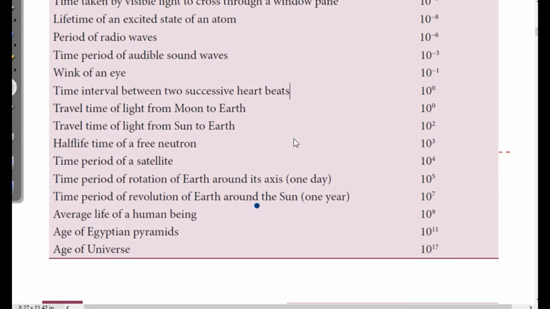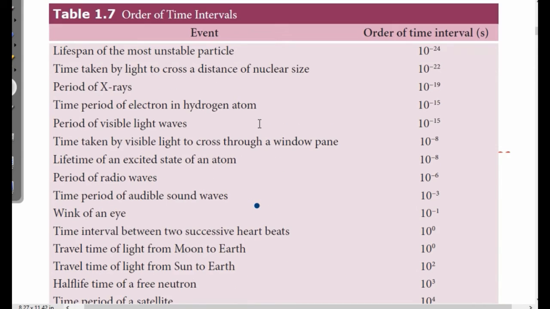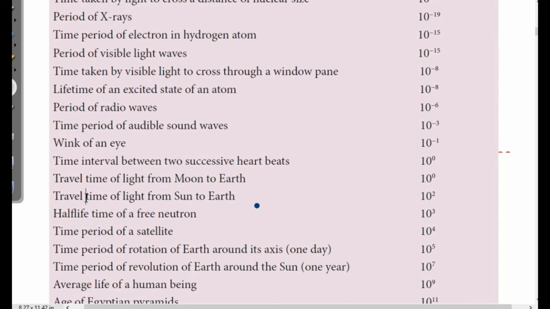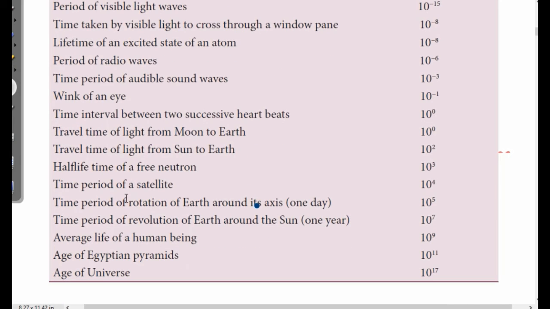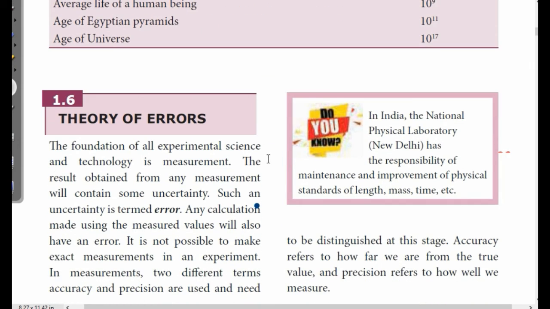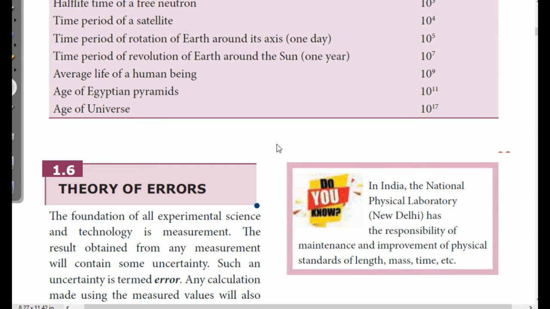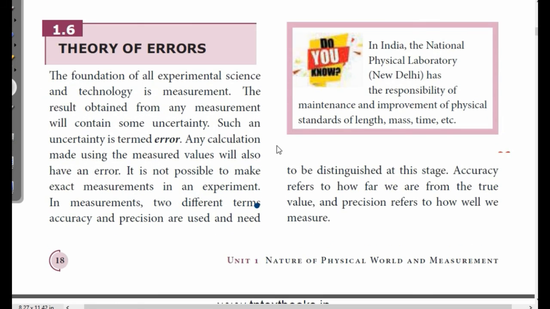There are various other events for which we have to measure time, like finding out the travel time of light from the sun to the earth, the time period of a satellite, the age of the universe. There are various methods being used to find this out. So you can just go through it and remember some of this. I think we will be seeing this in detail later.